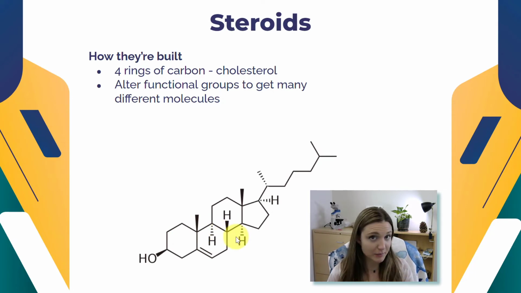But how we get to different types of steroids, because you've probably heard of different types of steroids, testosterone, estrogen, progesterone, right? We take this basic molecule and we alter its functional groups. So maybe we take off this long chain of carbon hydrogen right here and we put something else there. Or maybe we break up this double bond and put something else here. So we can alter different functional groups all over this molecule, but we retain that same basic 4 rings of carbon structure, which is steroids.